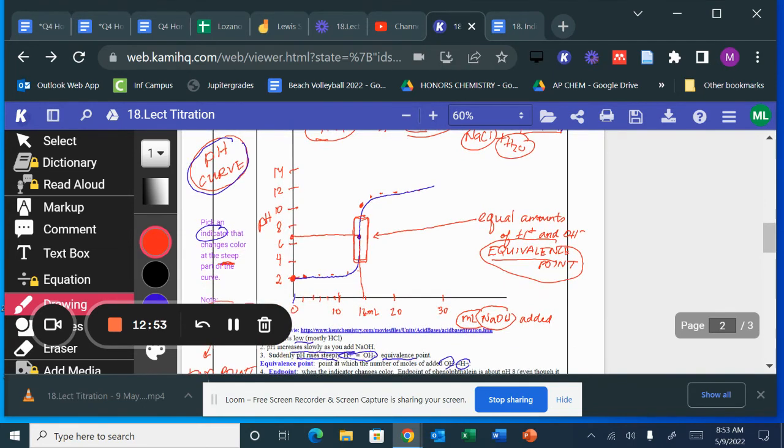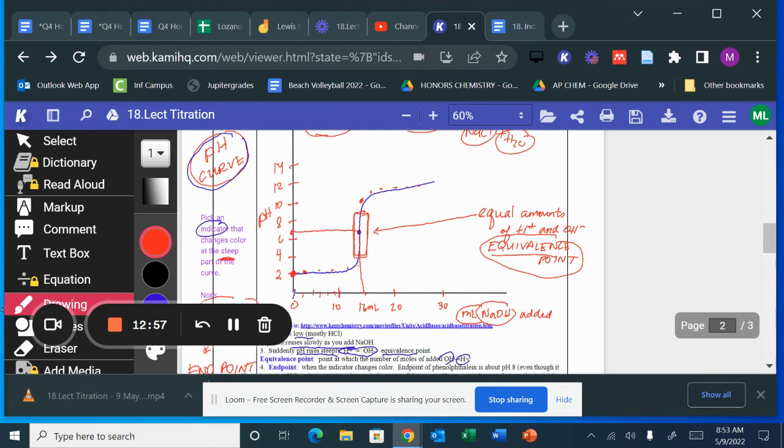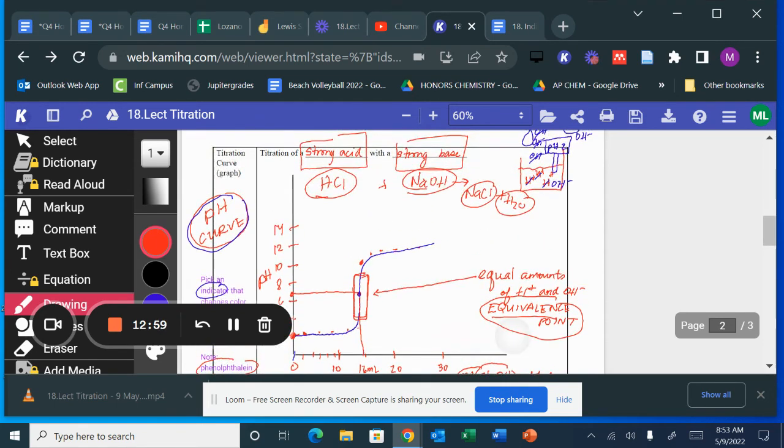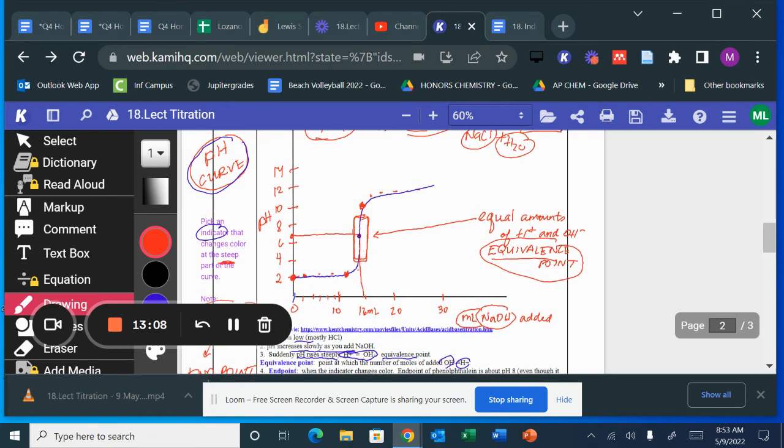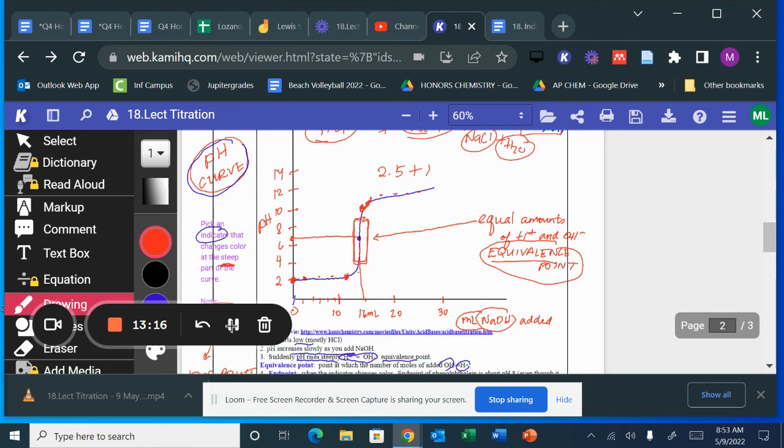One additional thing, you can also calculate the pH at equivalence point by taking this point and this point here. Let's say this is around pH 2.5, plus taking this point, maybe around pH 11.5. Adding them, dividing by 2, and you can get pH 7, and that will be your pH at equivalence point.